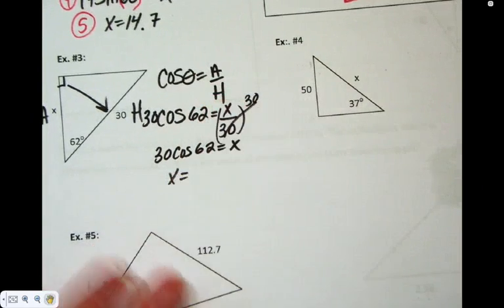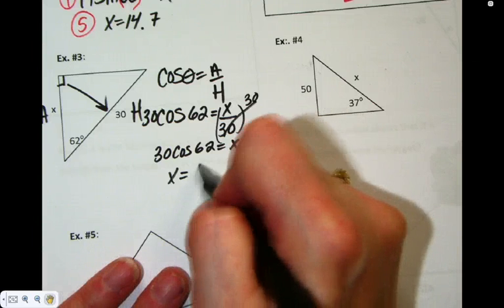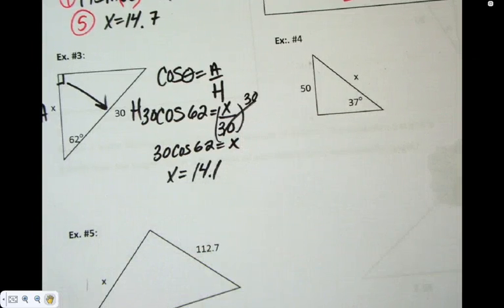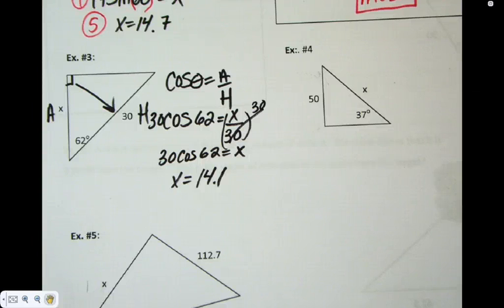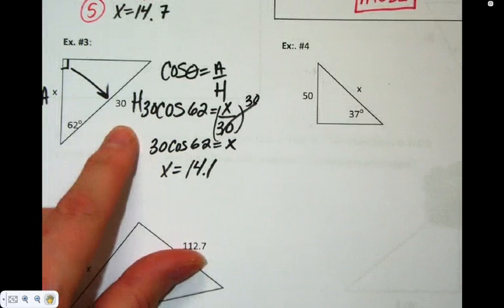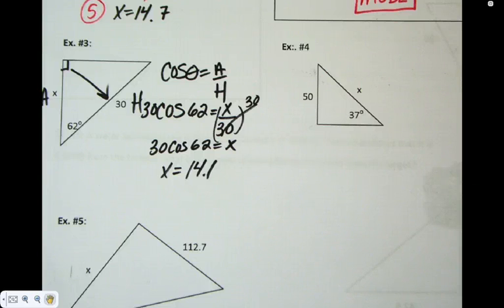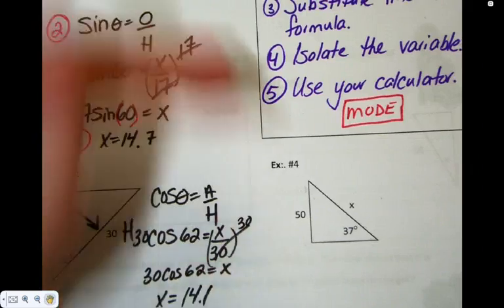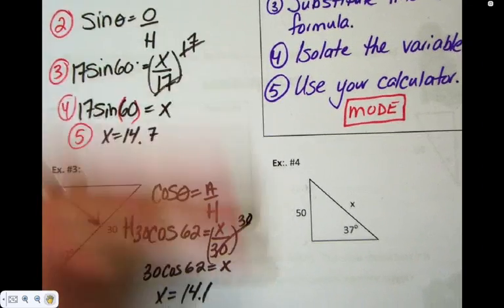To 1 decimal place. We get 14.1, confirmed. Just double check, does that make sense? Is that smaller than the hypotenuse? Okay, so it has to work because it has to be less than 30 and it's not a super crazy number. Do you see the similarity between these 2 examples? Yep, by the time we do 2 more, you're going to be like, yep, same 5 steps every single time.